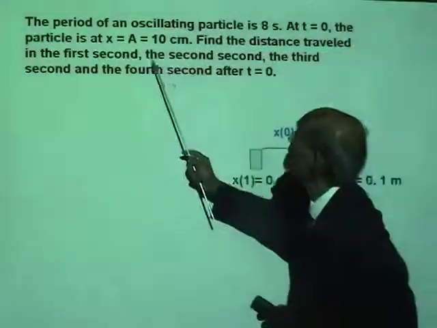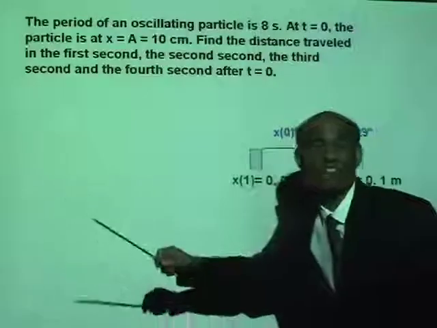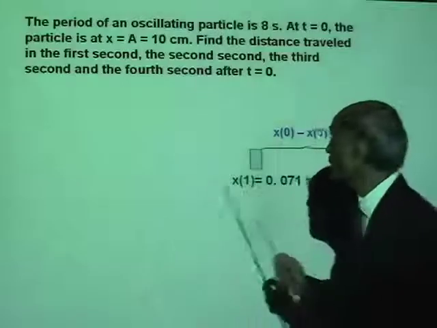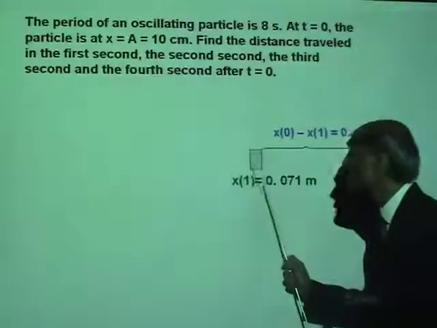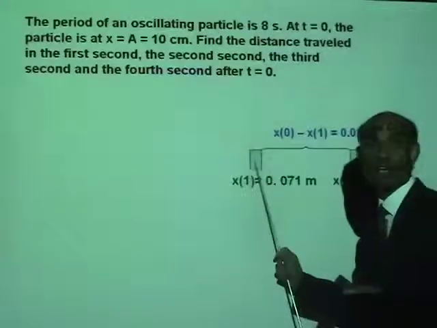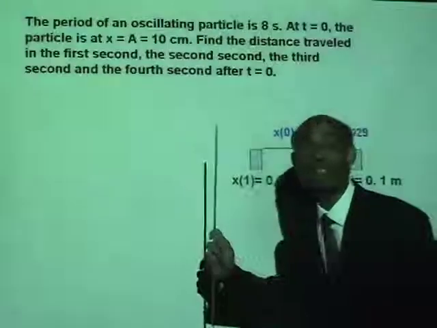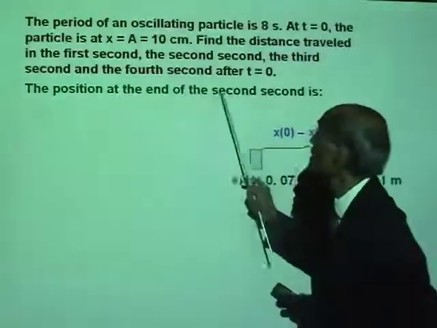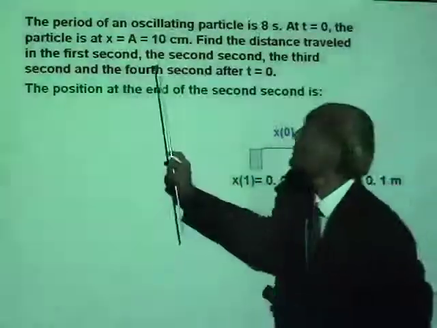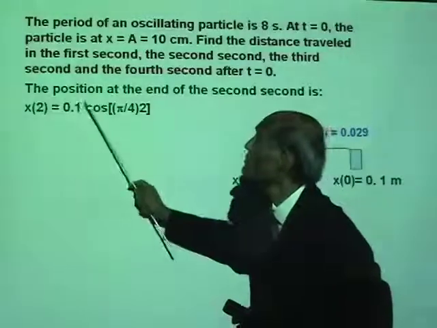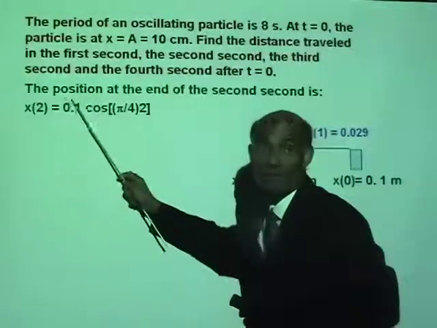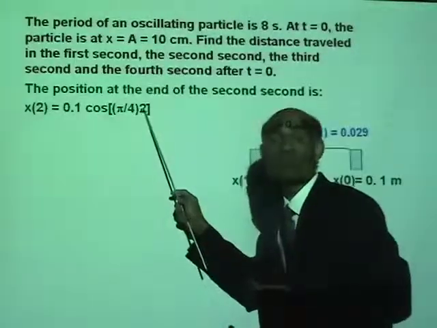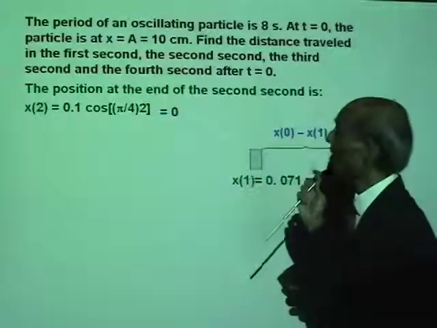We now need to find the distance traveled in the second second. Now, how do we do that? We know at the end of the first second, the object is here. Let's find out where the object is at the end of the second second. The position at the end of the second second is x of 2. X of 2 equal to 0.1, that's your A, cos pi by 4 t, t equal to 2. Alright, what is the value of that?